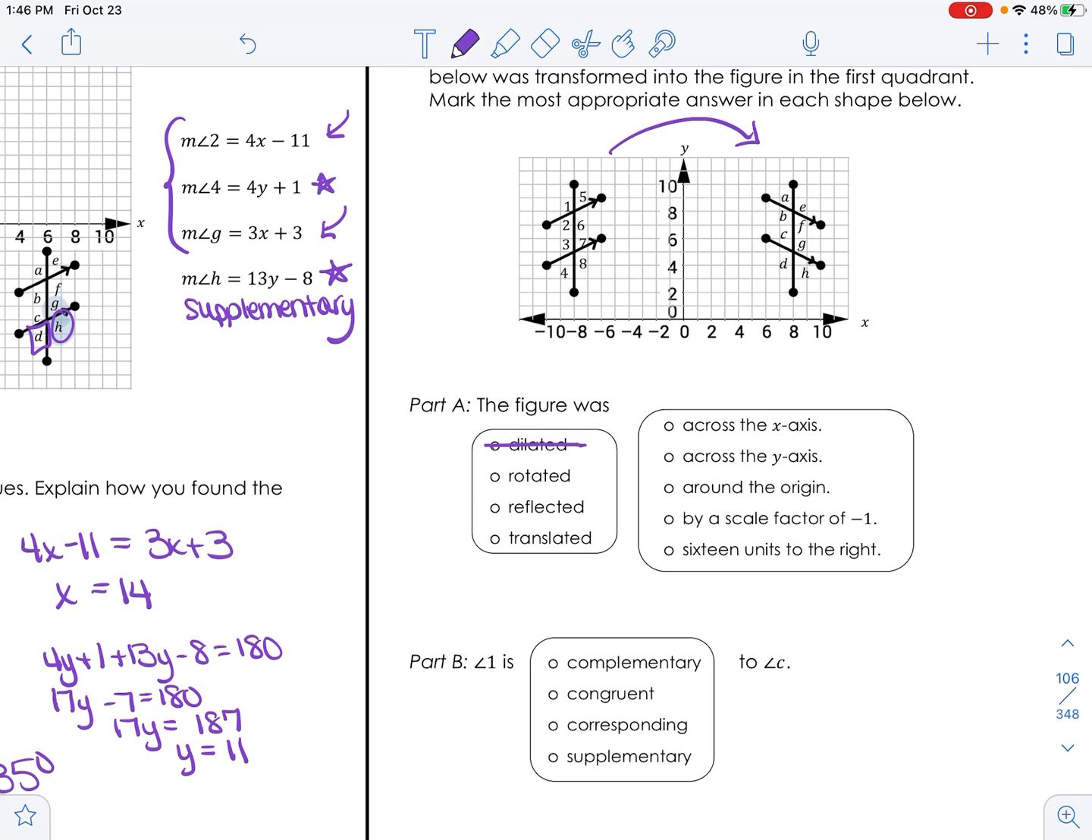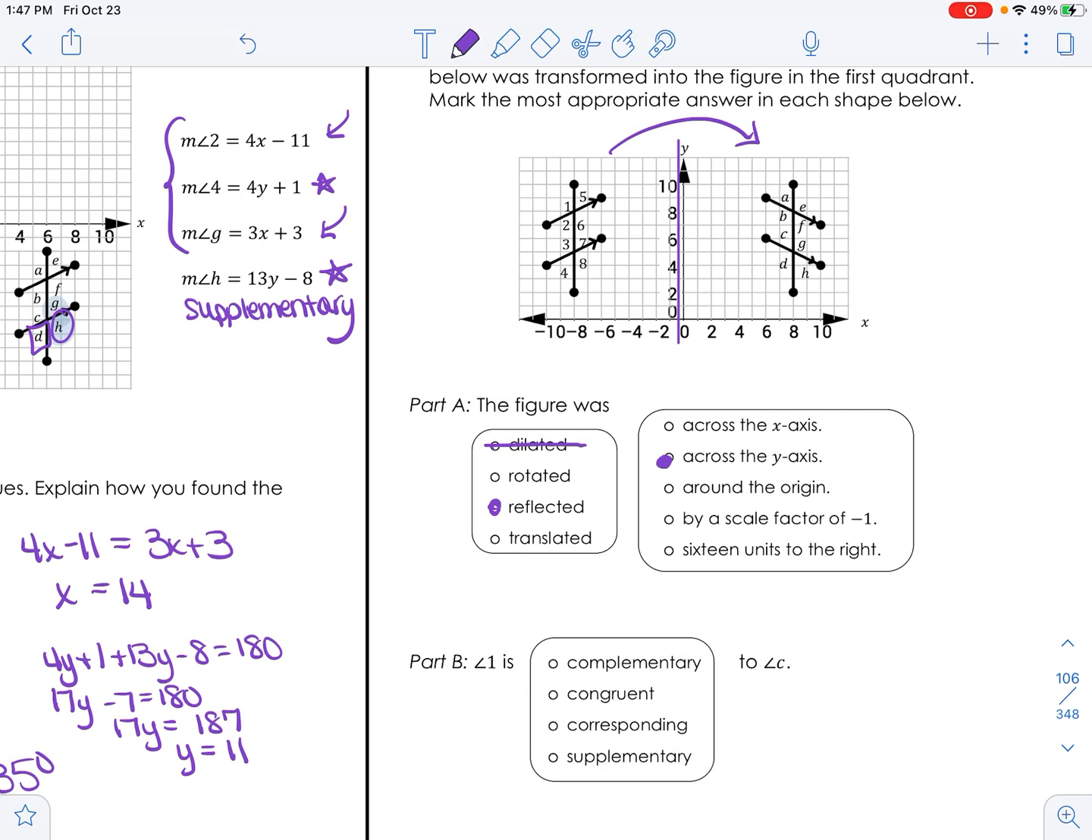Well, we haven't done anything with dilations yet, so you can go ahead and get rid of that. And you can tell that the orientation of the points are opposite, so that does show that we have a reflection. And what was it reflected over? Was it reflected over the x-axis? No, that's down here. Was it reflected over the y-axis? Looks like it.